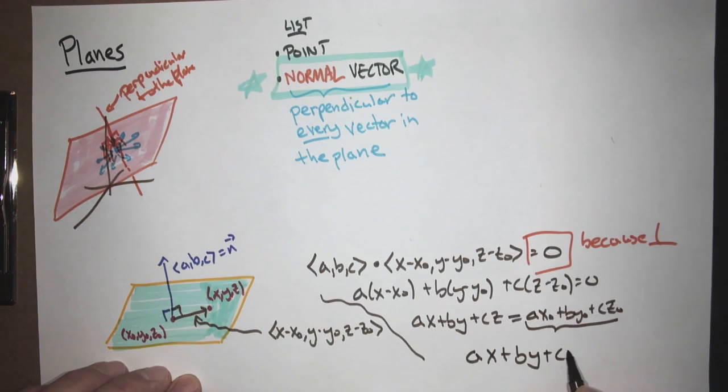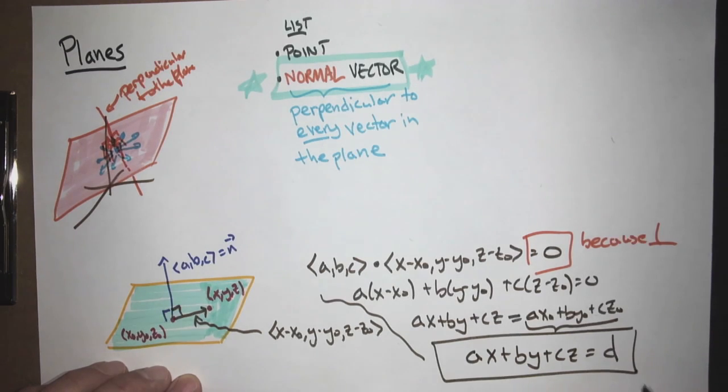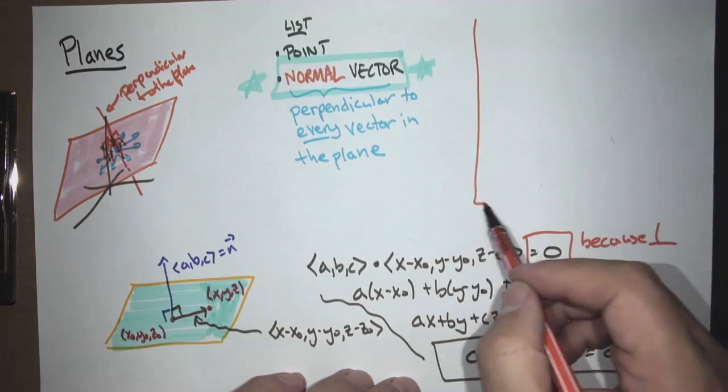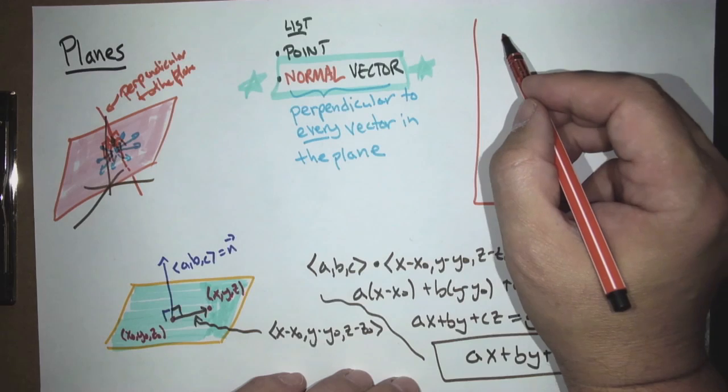ax plus by plus cz equals some number d. So every plane in three-dimensional space has that form: ax plus by plus cz equals a constant. All right. So let's try something. We'll do a question.